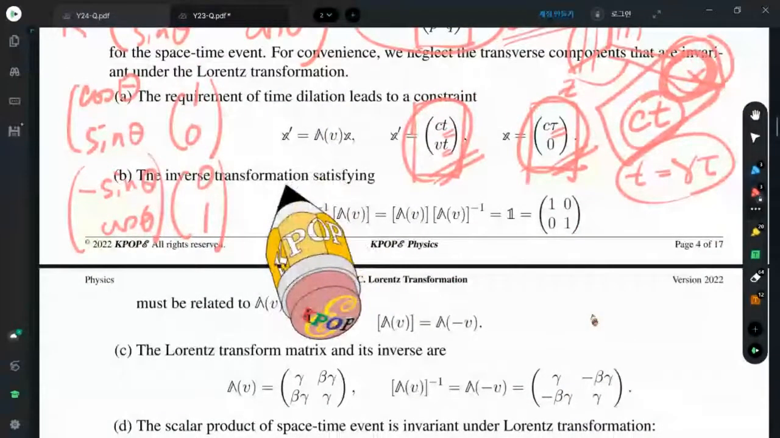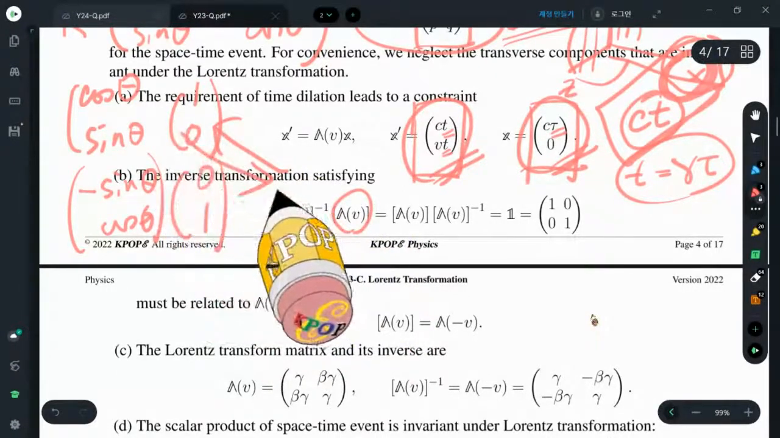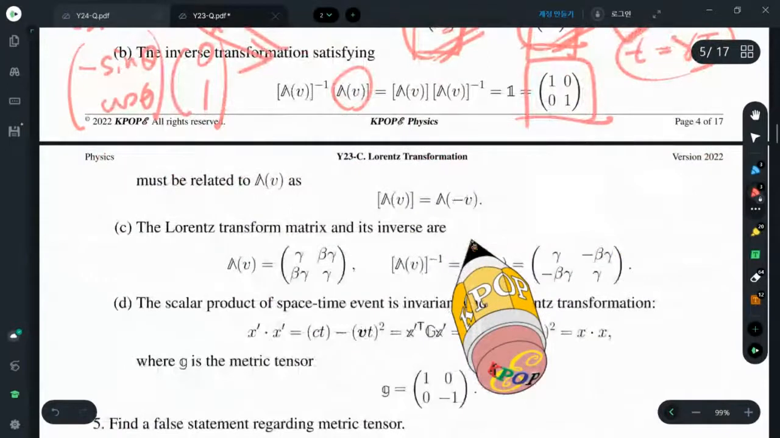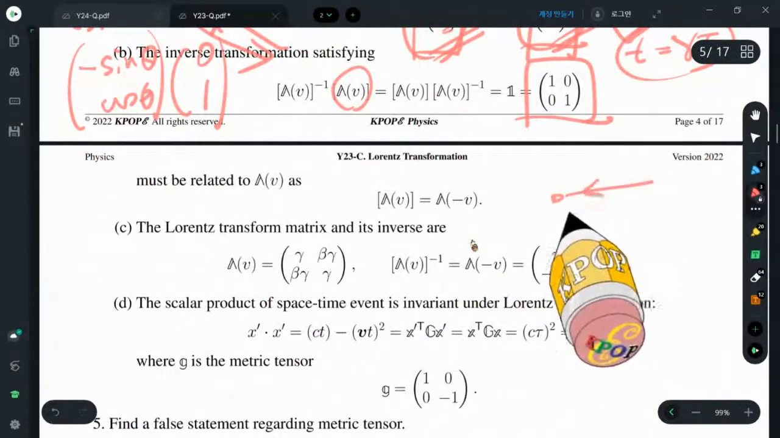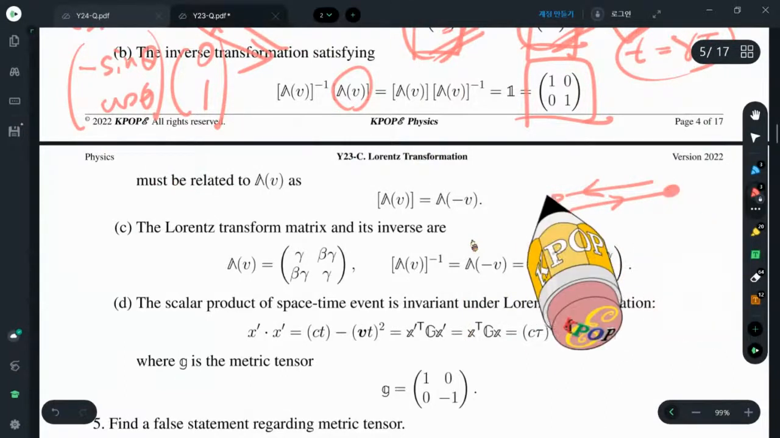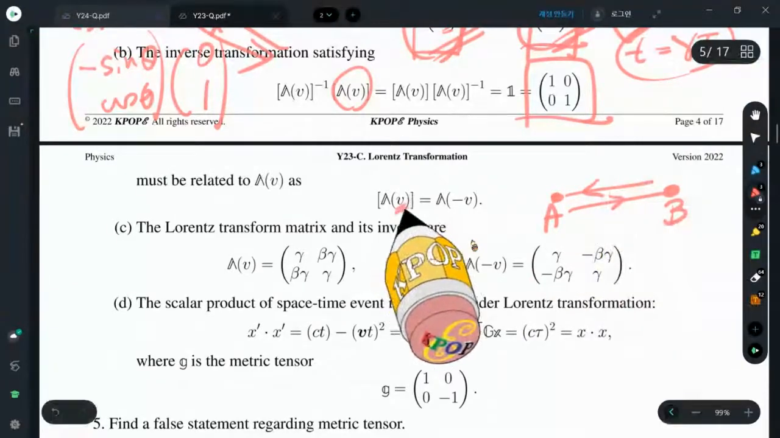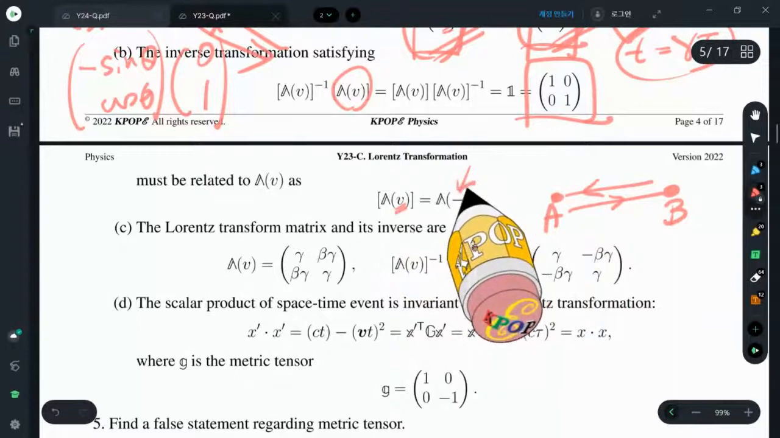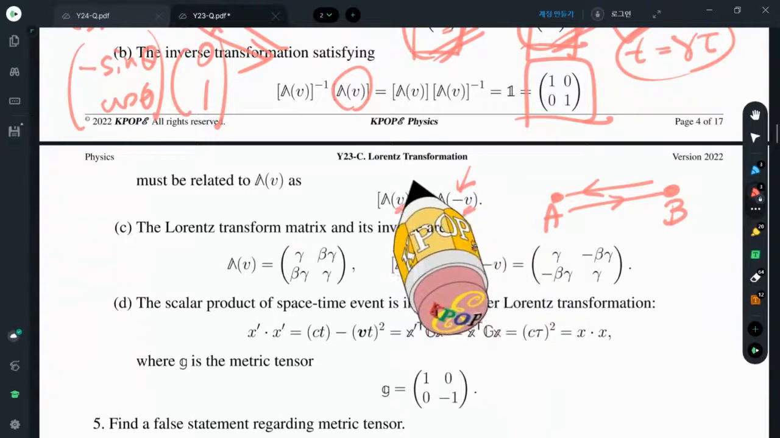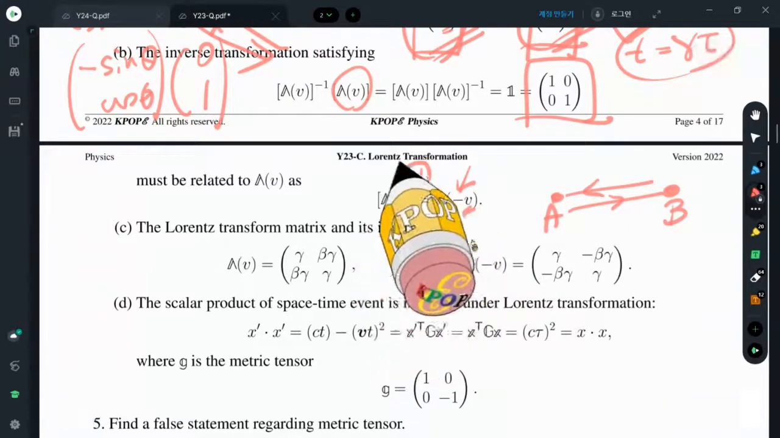This transformation matrix must satisfy that when it boosts up and down, going back to the original place, you should get the identity matrix. Because relativity assumes the motion of one object and the other object observed by the other person is identical in magnitude, except that the sign is different. Here, there is a missing power, inverse, lambda inverse.